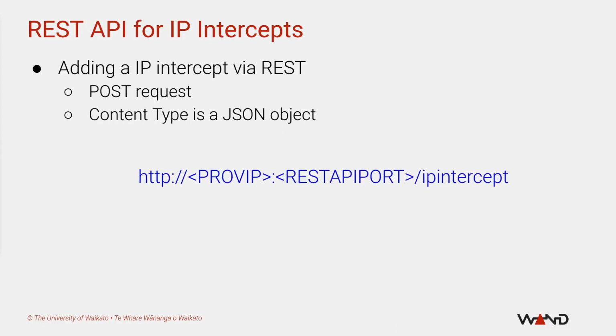Once again, we're going to use the OpenLI REST API to add the requested intercept to our running OpenLI system. This works exactly as it did when we were adding a VoIP intercept. We make a POST request containing a JSON object that describes the intercept that we want to add. The most important difference here is that we send the request to a different URL. The new IP intercept is posted to /ipintercept instead of /voipintercept.